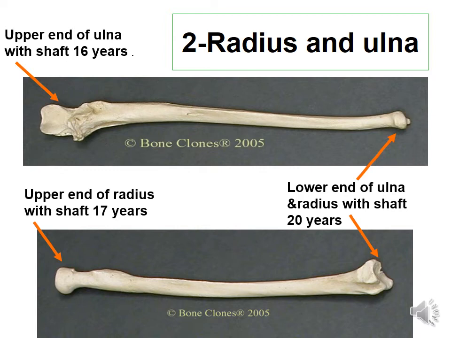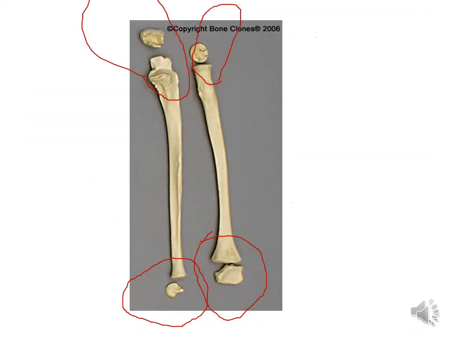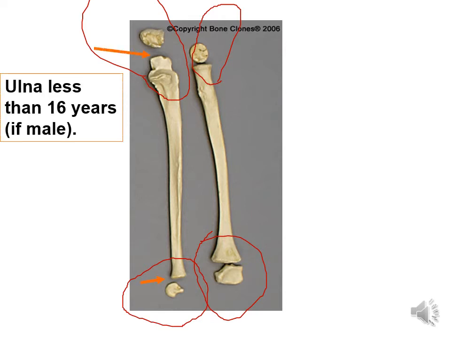Try to remember it this way. Okay, say we have this picture. What are the ages and why? These are ulna and radius. Both upper ends, both lower ends aren't united. So what is the age? What unites first? The upper ends or lower ends? The upper end. So for ulna, this is an ulna less than 16 years of age if male, because the upper end is not united with the shaft, and this is a radius aged less than 17 years if male, because the upper end is not united with the shaft.